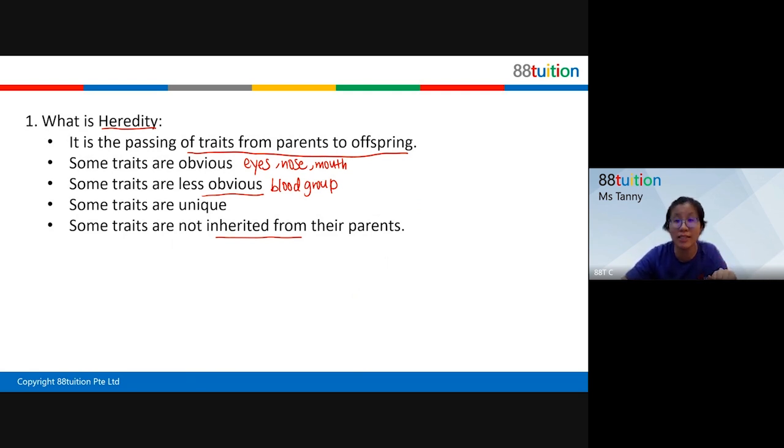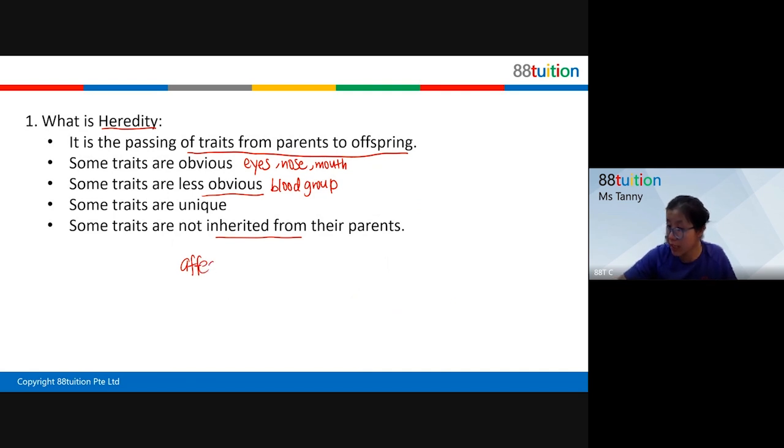So there's a difference. Okay, so like I say, I'm a science teacher, my science is very good, that's why my daughter's science is also very good. But that's not because she inherits that from me, it's because she learns it from me. So it's not the same. Any problem? Okay, but some traits can be affected by the environment.